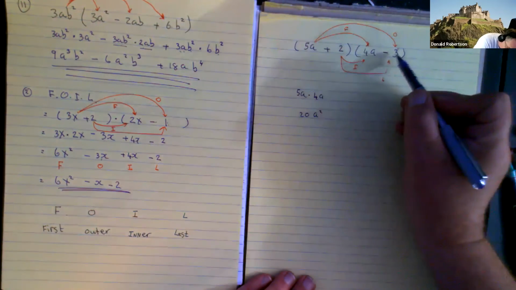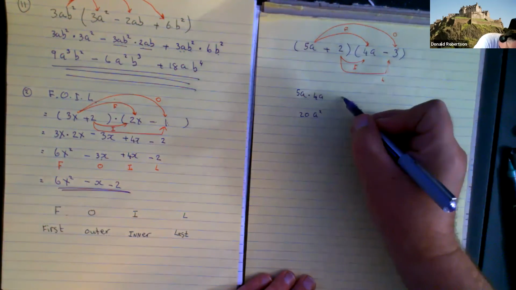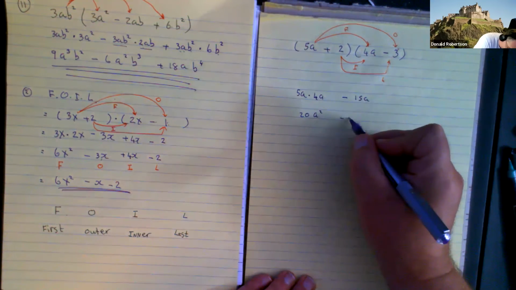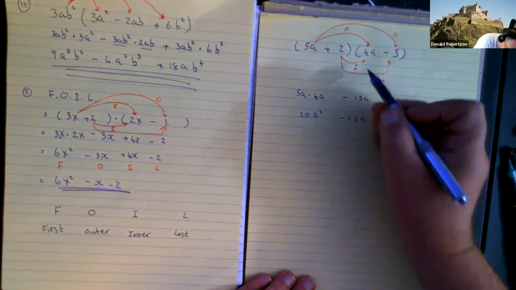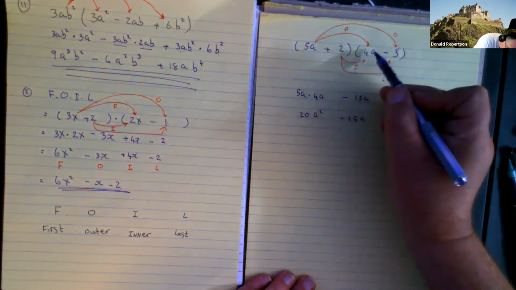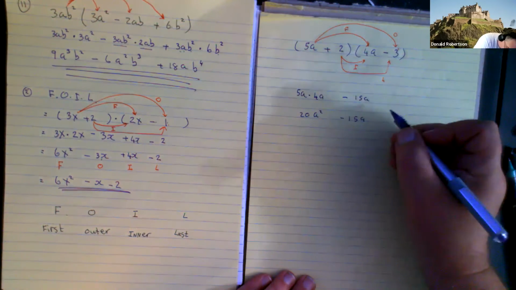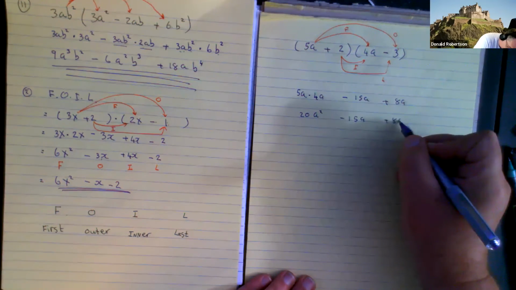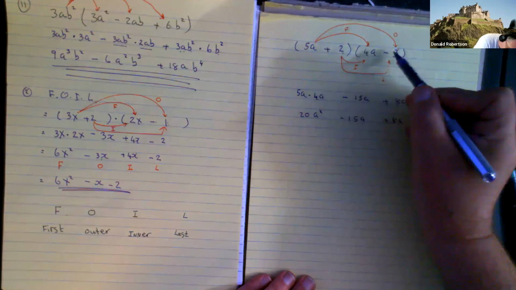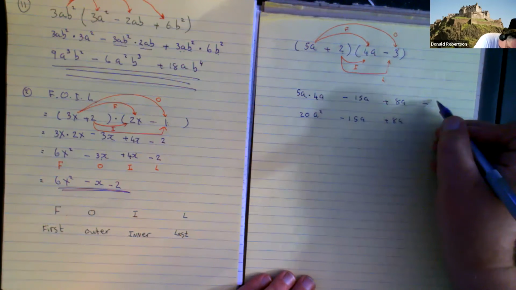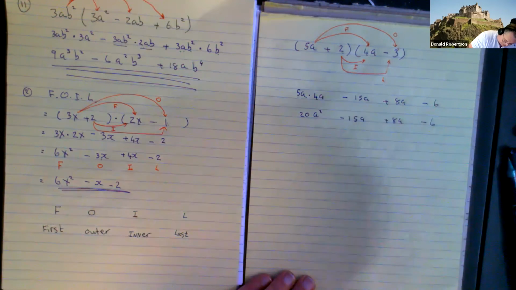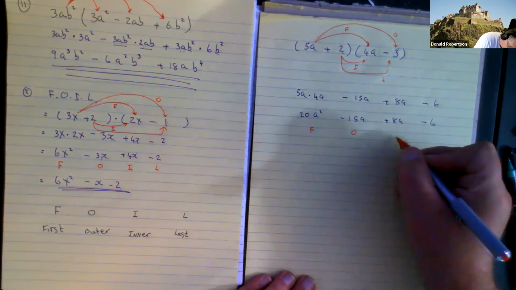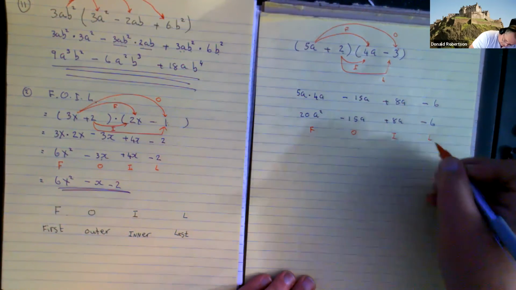Now, if you do the outside, it's 5a times negative 3. I'm just going to do that in my head. If you do the inside, it's a positive 2 times a positive 4a. That's 8a. And then the last one is a positive 2 times the negative 3, and you get that. So what you're looking at is F, the O, the I, the L.